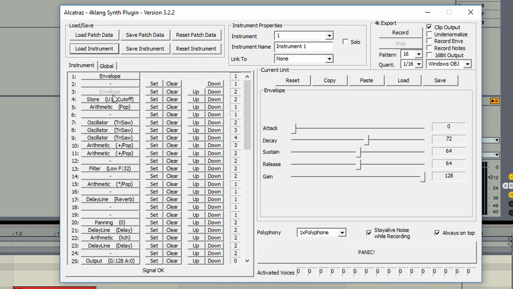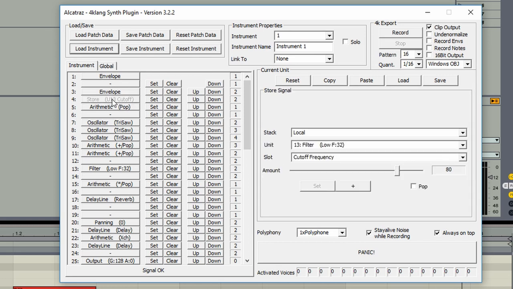And this envelope is, they then follow it up with a store, which basically refers to this envelope. And then the store refers the envelope to the filter. And then after that, they have an arithmetic, because then the stack is at 2. It stops the signal, and the stack is back to 1. Okay, so that sort of makes sense to me now, even though I still have trouble explaining it.